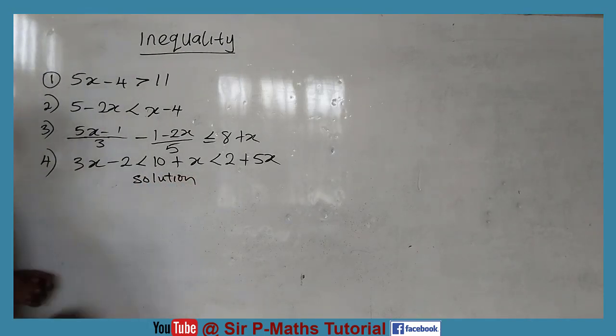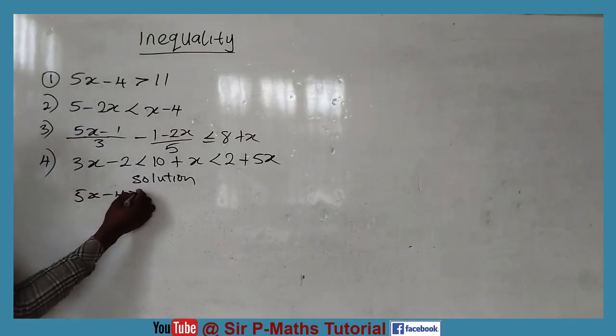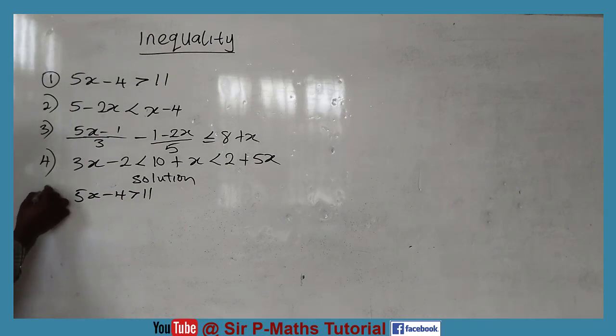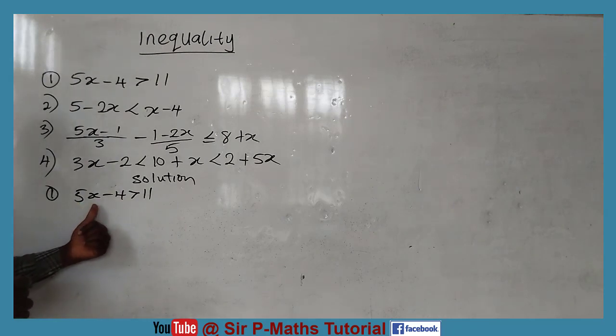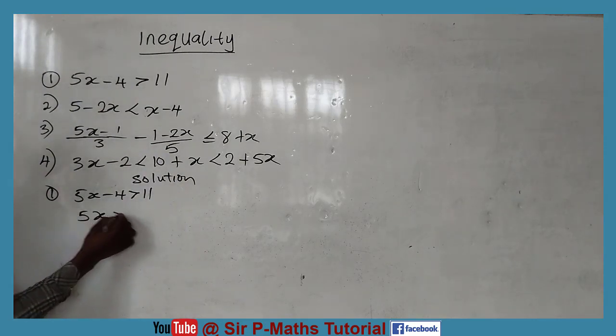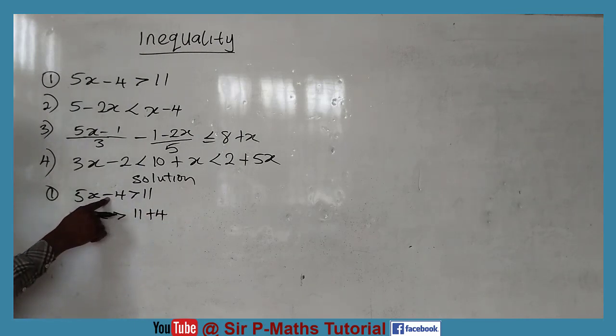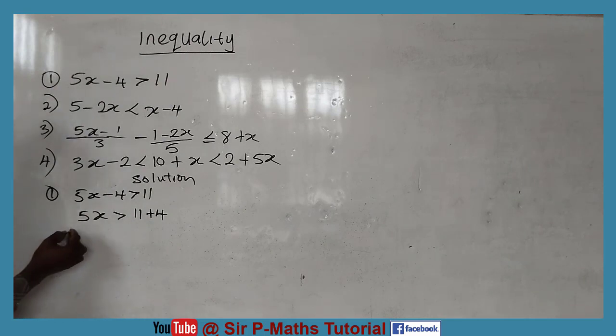Solution. The first one, I have 5x minus 4 greater than 11. Find a way to make x the subject formula from here. Carry 4 across, collecting like terms. We have 5x greater than 11 plus 4. The 4 will change to positive, crossing the inequality sign, just like in an equation.